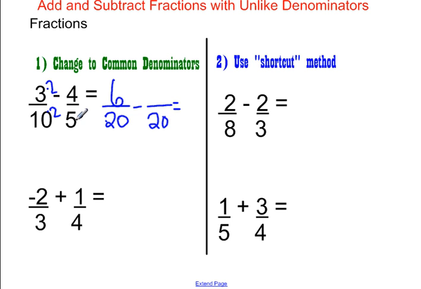On this fraction, how did I go from 5 to 20? I must have multiplied by 4. I'll do the same thing on the top. 4 times 4 is 16. Now this is a problem that I can work with like those on the first page. The denominator will be 20. 6 take away 16 is -10, and I can reduce this to make a better answer, -1/2.